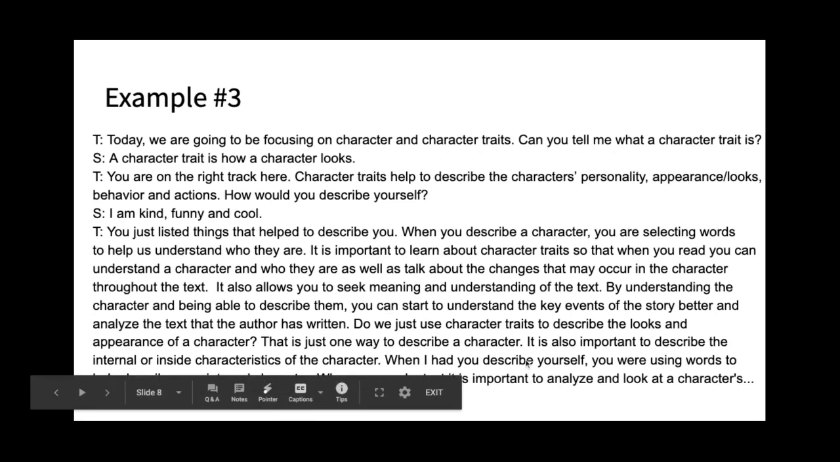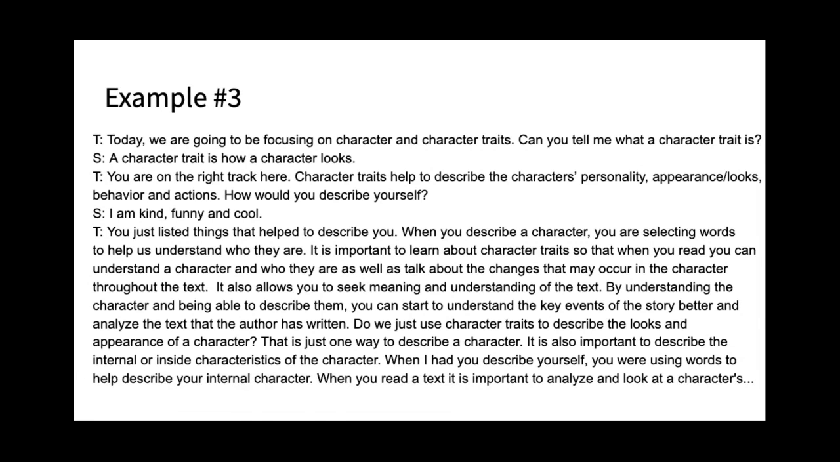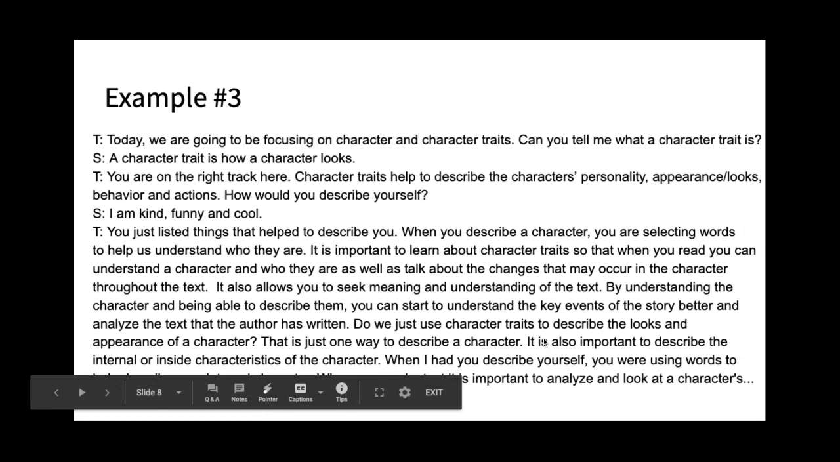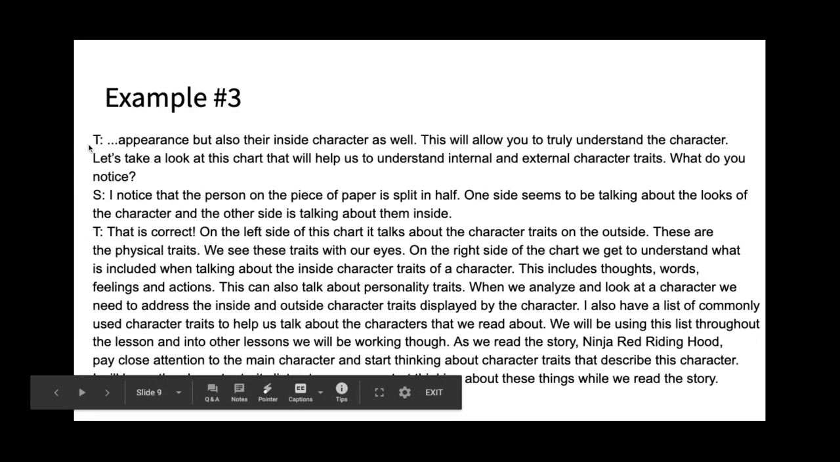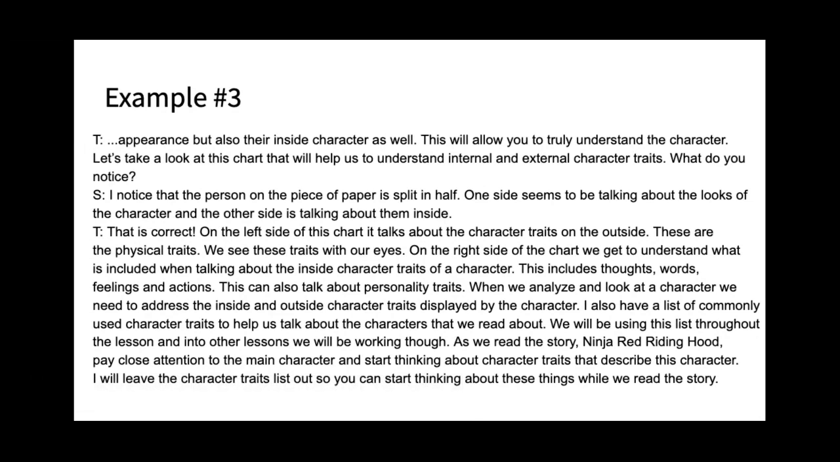So they go on to talk about seeking meaning and understanding and how it deepens their comprehension. They ask, do we just use character traits to describe looks and appearance of a character? It's one way to describe a character, but it's also important to describe the internal or inside characteristics. So here the candidate continues their appearance, but also their inside character as well. And this will allow you to truly understand the character. So let's take a look at this chart that will help us to understand internal and external character traits.